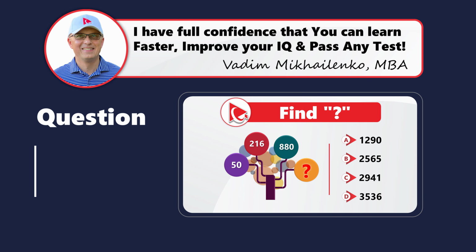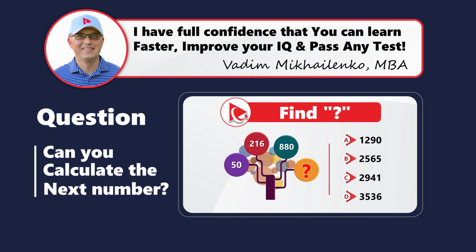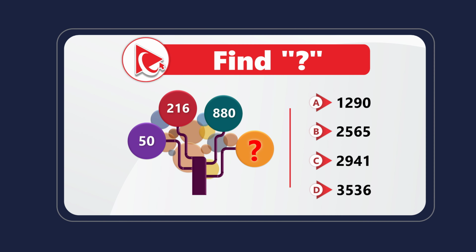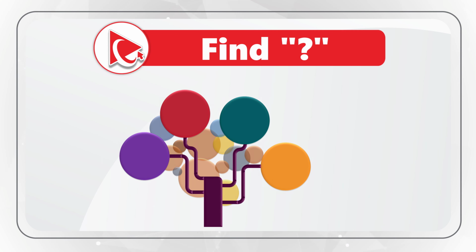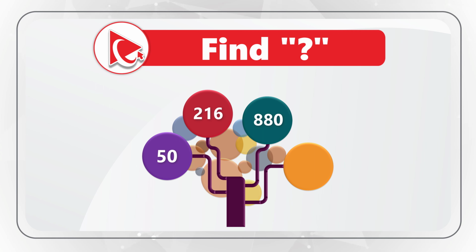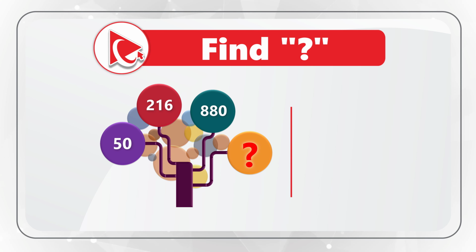Here's an amazing question where we need to find the missing number. You're presented with a tree-like structure, and it has numbers in the circles on the top. The numbers are, if we start from the left, 50, 216, 880, and then comes the missing number. You need to calculate and select the missing number out of 4 possible choices.